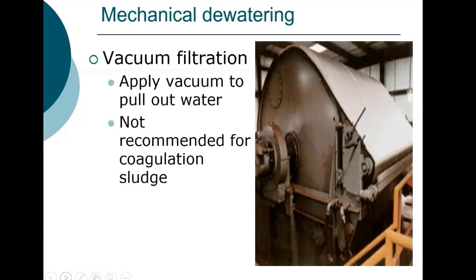Vacuum is pulled through that cloth to pull water through it, and then produces this sludge cake. These are operated with a differential pressure of about 70 kilopascals.